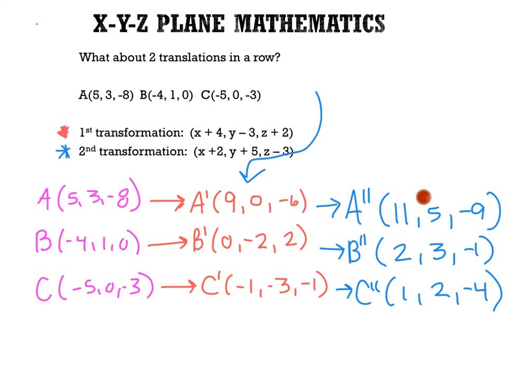So at the end of all of these translations, my image will be here at the double prime point. So both translations have occurred, and as a result, I am located at those points labeled A double prime, B double prime, and C double prime.